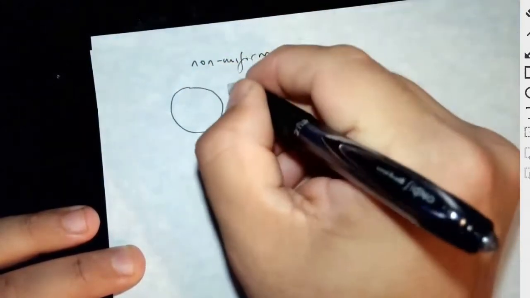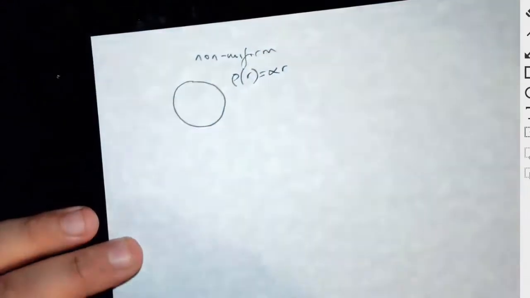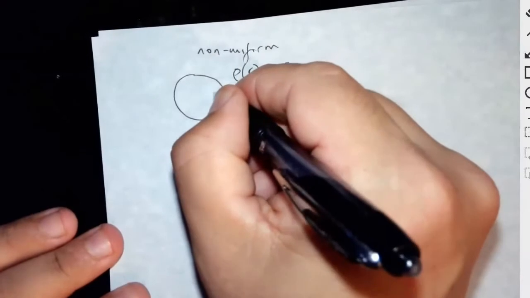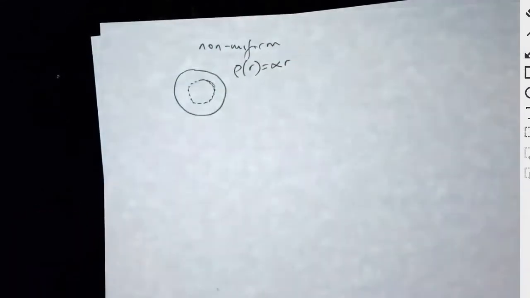Where the density function increases linearly? Did we do one of those? What was the electrical field as a function of R? Or which one did we do if we did it?